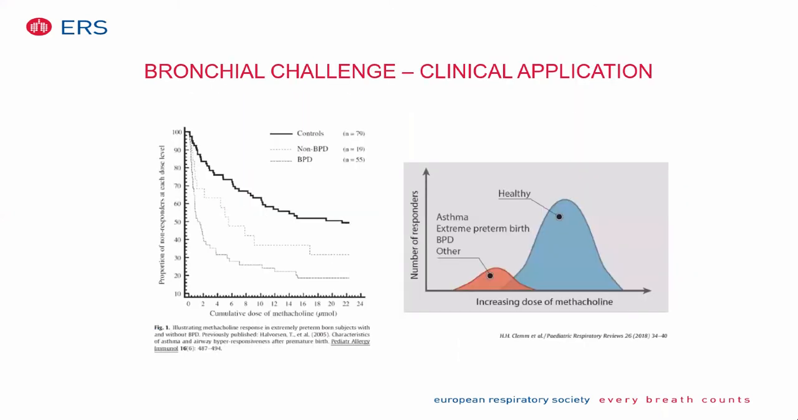You have to remember that bronchial challenge can induce a positive response in every person. Here you have healthy persons who have different degrees of bronchial responsiveness, and there is an overlap with bronchial hyperresponsiveness in different diseases. With increasing doses of methacholine, you will elicit a bronchial response in every subject. And this overlap has to be taken into account.